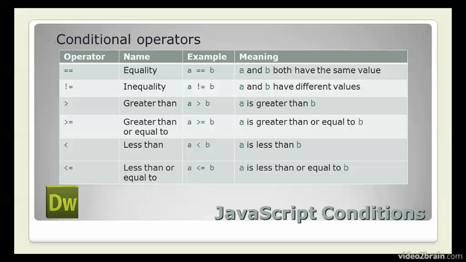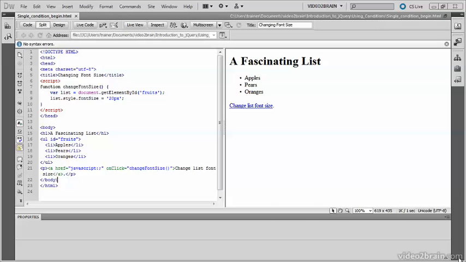It's important to notice that when comparing whether two values are the same, you use two equals signs, not one. One equals sign assigns a value to a variable, two equals signs compare two values. To see if two values are different, you precede the equal sign by an exclamation mark. The greater than or equal to, less than, and less than or equal to comparison operators are the same as used in standard mathematics.